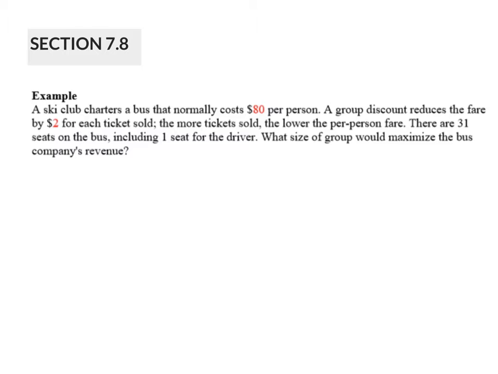In this example, a ski club charters a bus that normally costs $80 per person. A group discount reduces the fare by $2 for each ticket sold. The more tickets sold, the lower the per-person fare. There are 31 seats in the bus, including one seat for the driver. What size of group would maximize the bus company's revenue?